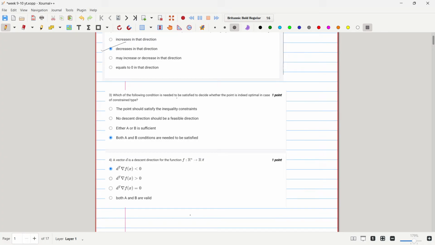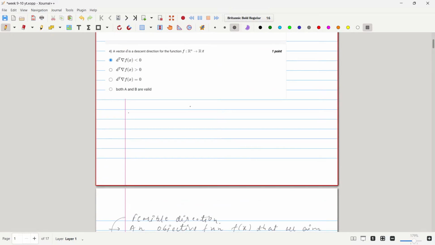Which of the following conditions needs to be satisfied to decide whether the point is indeed optimal in case of constraint type? Okay. See, for the optimality condition, the point should satisfy both the constraints. What are both the constraints? The first one is inequality and the second one is equality.